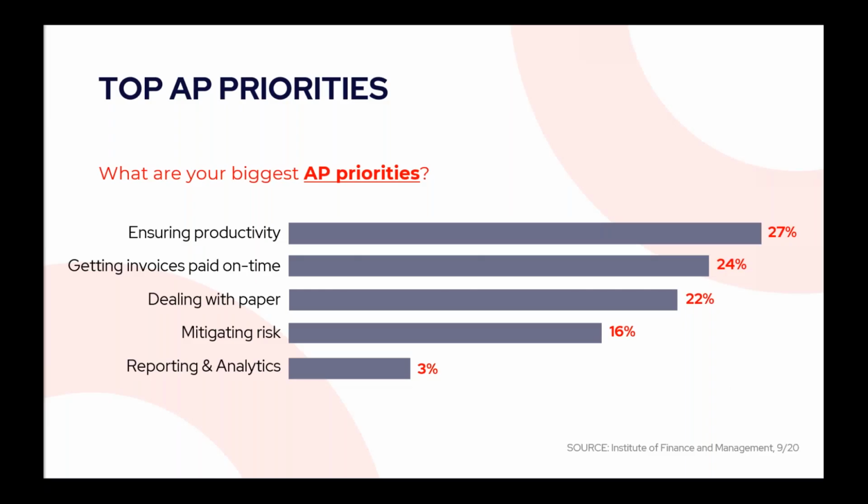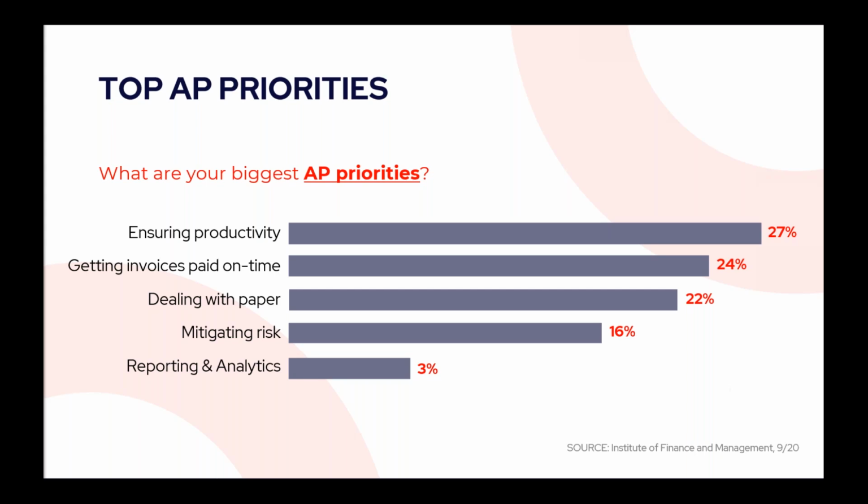So first, as an introduction here, this is based on a study from the Institute of Finance and Management. Basically, it was looking at several different organizations' accounts payable departments, and looking at their top priorities. So, what are the biggest AP priorities when it comes to companies nationwide? The top answers were ensuring productivity, getting invoices paid on time, dealing with paper, mitigating risk, and reporting and analytics.